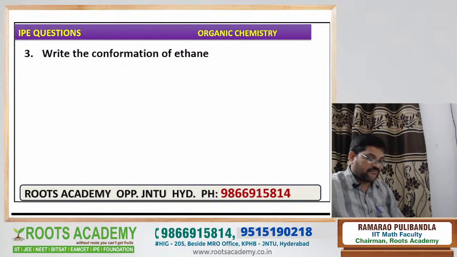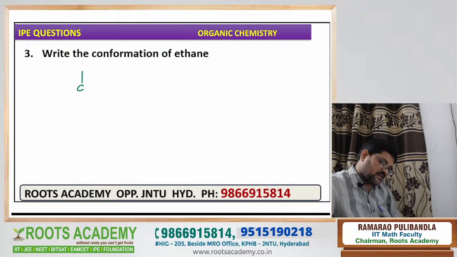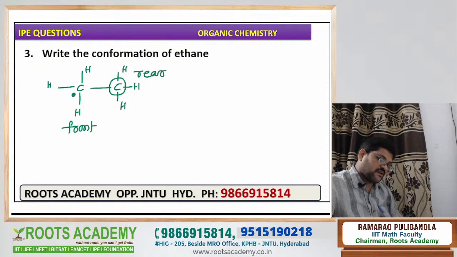Next, the conformations of ethane. Simple logic. We take the example of ethane. In ethane, 2 carbons are there. That is the first carbon and that is the second carbon. The first carbon is called what? Front carbon. And this carbon is called what? Rear carbon, the back carbon.